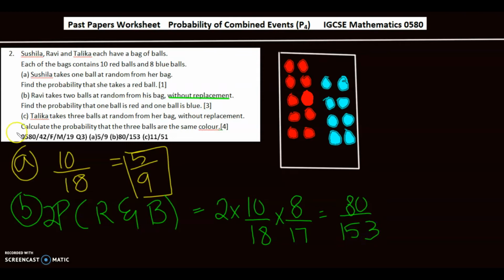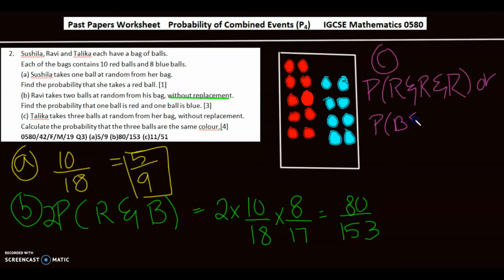Part C. Talika takes 3 balls at random from her bag without replacement. Calculate the probability that the 3 balls are the same color. Okay, so same color means that either we get red and then red and then red, or we get a blue ball, then again another blue ball, and then again another blue ball. So let's find this probability.